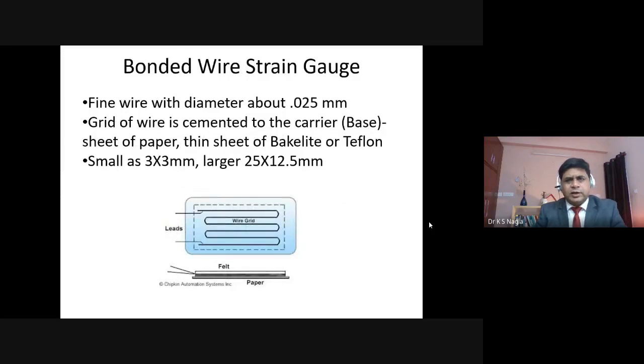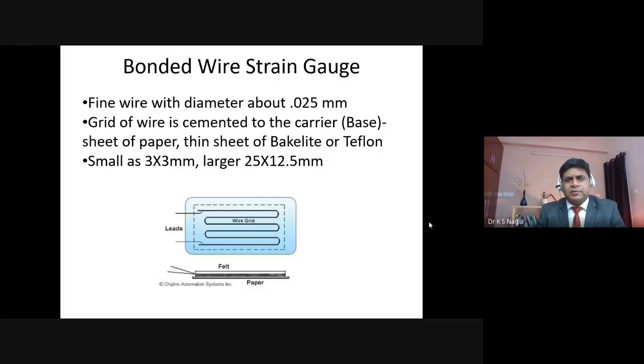Then another category is the bonded wire strain gauge. In this case, instead of the open wire, the wire is placed on a base which is made up of paper or any suitable insulating material. The wire is placed over the base in matrix form. The function of this matrix or grid is only to increase the surface, that is, to increase the length which you are pasting over a particular unit area.